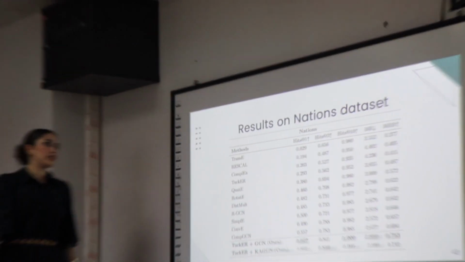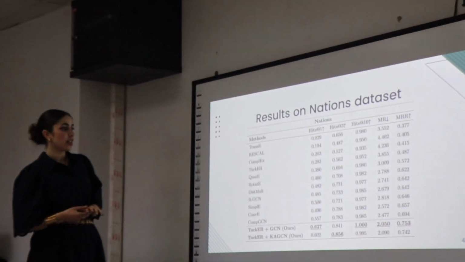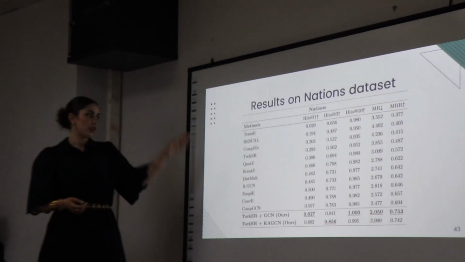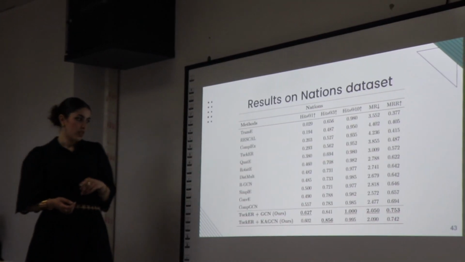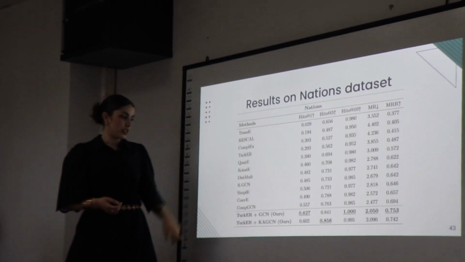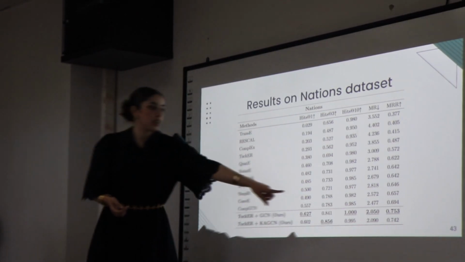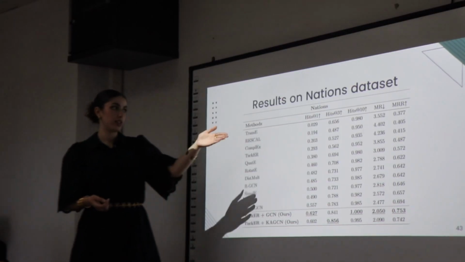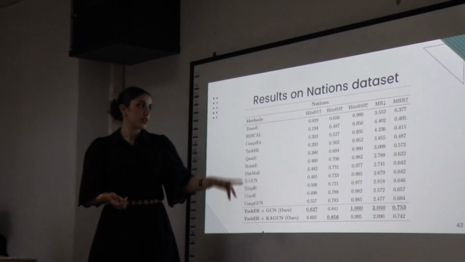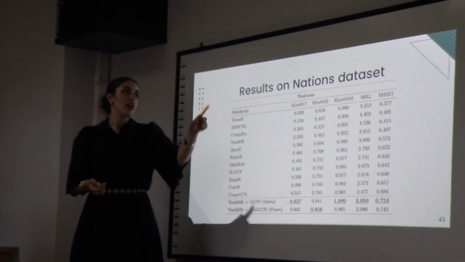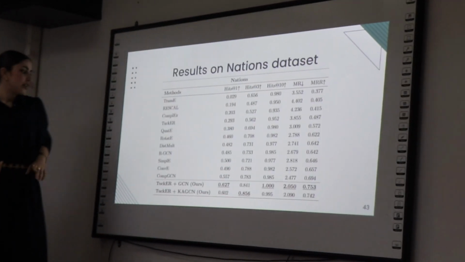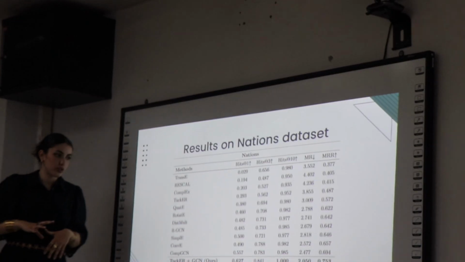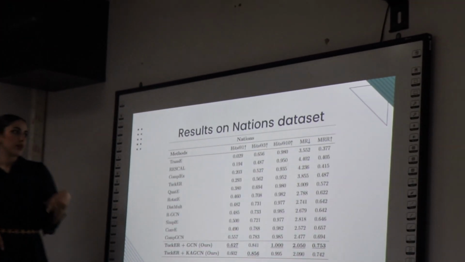Then here are the results for the Nations dataset. This time also our models outperformed all the state-of-the-art models, especially our TuckER plus GCN, which, as we can see, achieved a 100% score for the hits at 10, and the best results for hits at 1, hits at 10, MR and MRR. And the TuckER plus KA-GCN had very strong results also and had the best hits at 3.